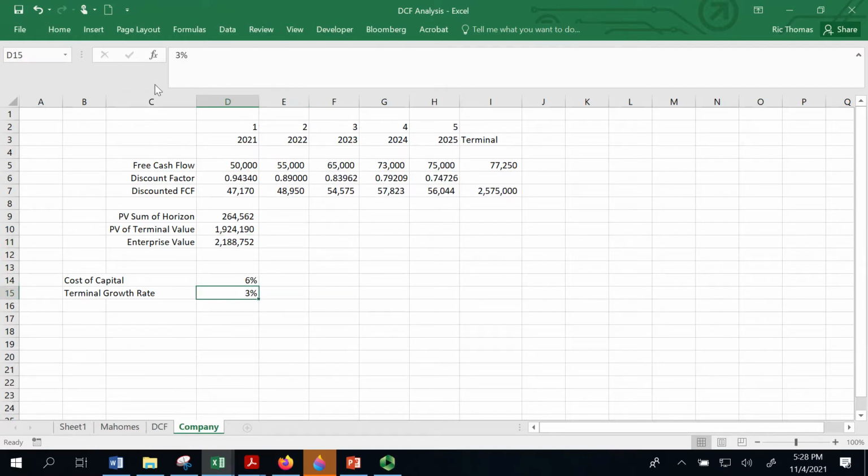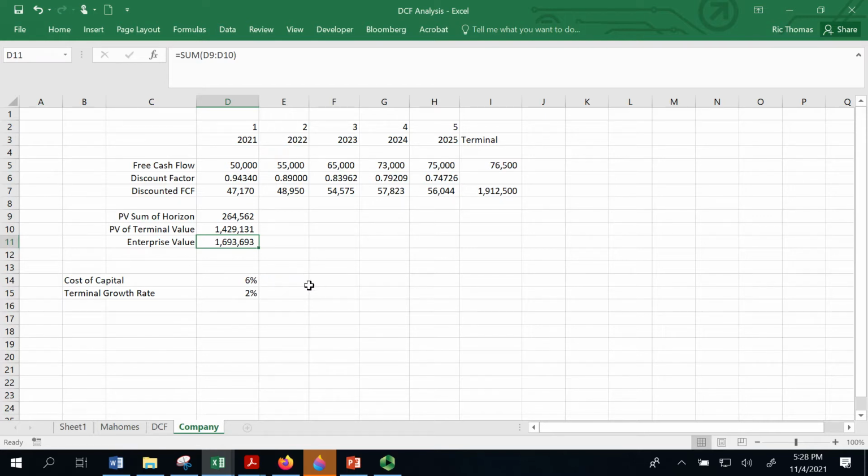And what if my terminal growth rate really isn't 3%? Maybe it's only going to grow 2% from that point forward. Well, then it's going to go down even more. Now it's down to 1.693 million. You're getting a big range just by tweaking these numbers just a little bit here.